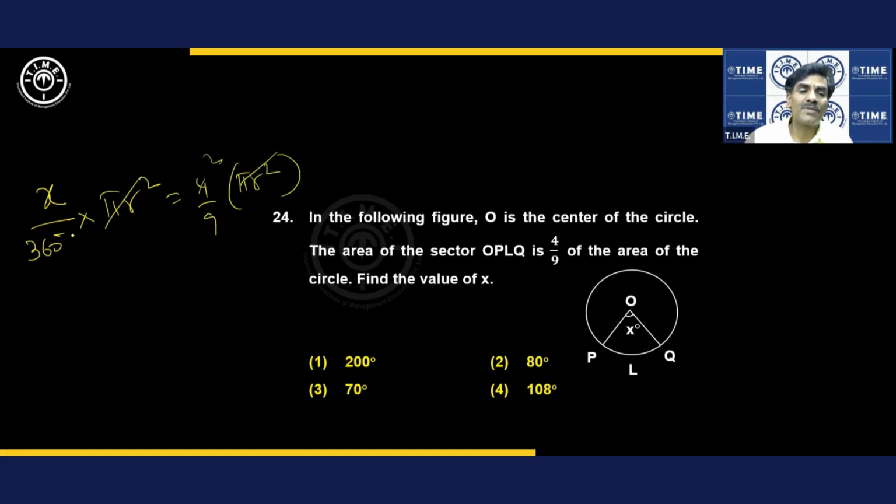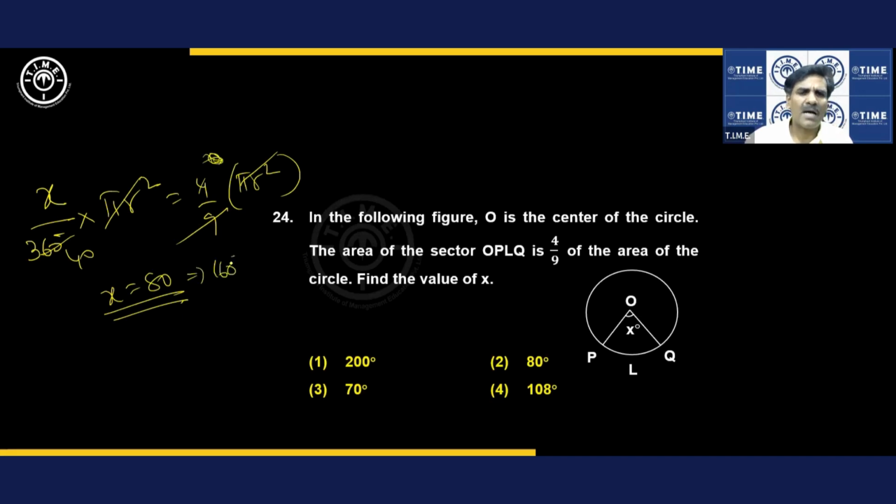Basically, 4 we are cancelling, 9 will be going 40 times. So X will become 40 into 4, 160. I'm sorry.